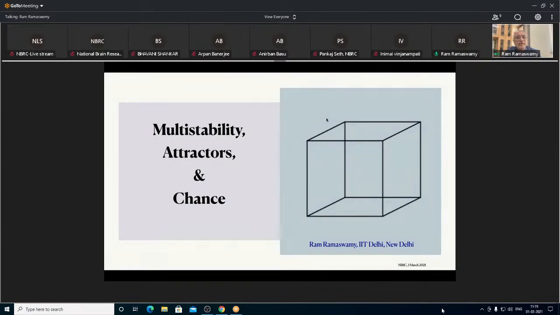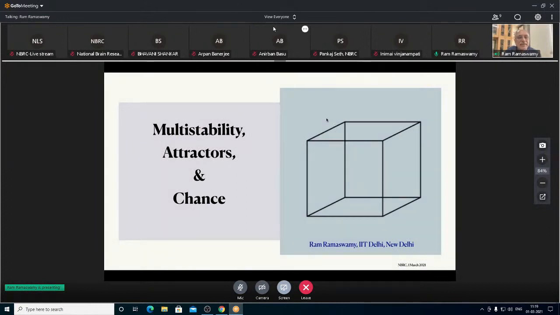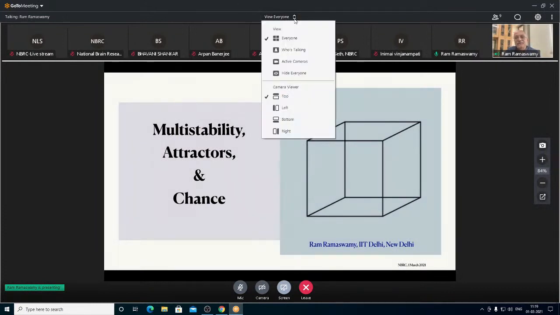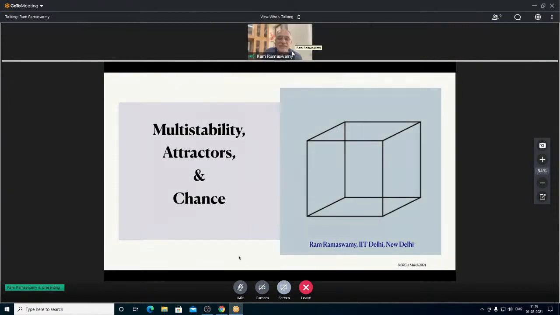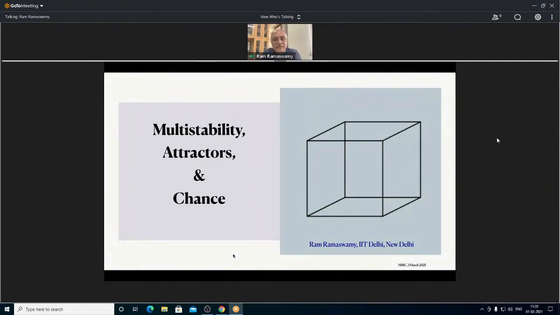Okay, so the title of my talk is, as has already been announced, Multistability, Attractors, and Chance. And in trying to give an idea of what this kind of topic is and why neuroscientists should be interested in it, here's an image on the right-hand side of the screen of the famous Necker cube, which I'm sure is more familiar to all of you, and you all know more about it than I do, except that this is always trotted out as an example of multistability, or at least bistability, whenever dynamical systems people talk about it.